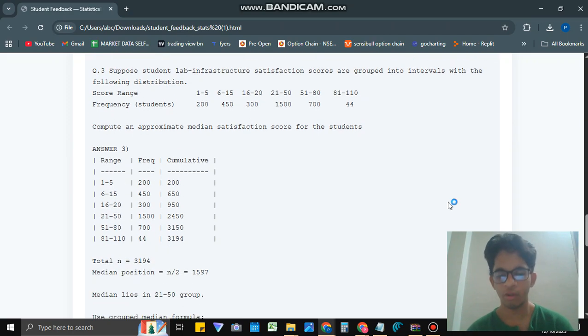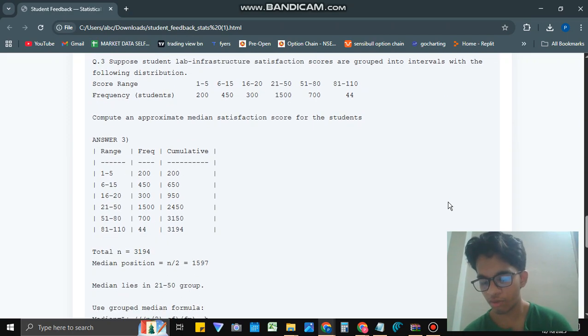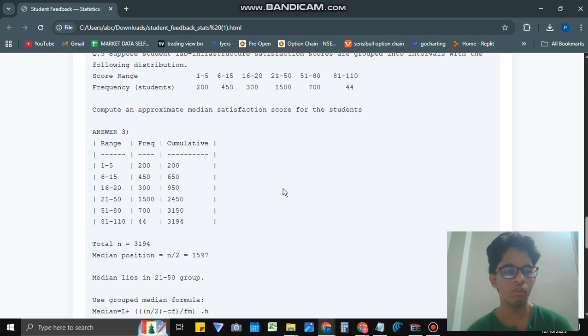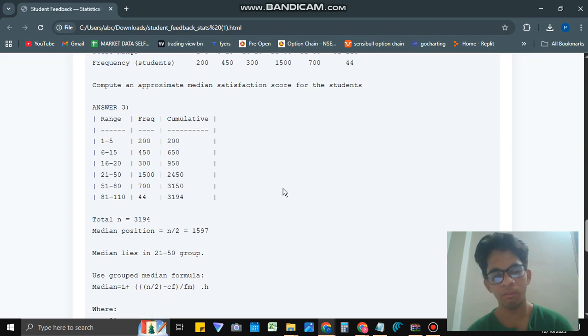Then coming on to the third question, here we are given lab infrastructure satisfaction scores which are grouped in intervals. So what we have to do is compute the median. As we know, the median is the middle value.